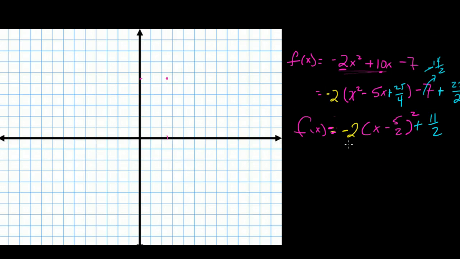That's my vertex. And my scalar this time is negative. So I'll need to go down. If I went 1, I'd have to go 2, because my scalar is negative 2. And so my parabola would look something along these lines here.